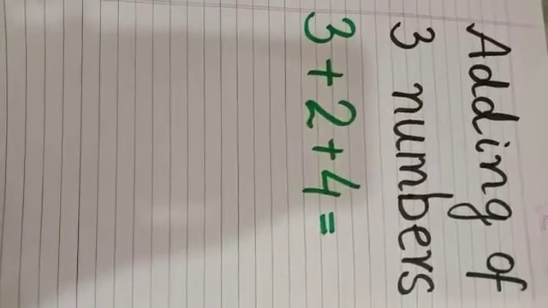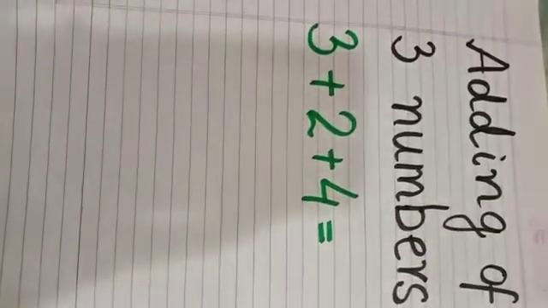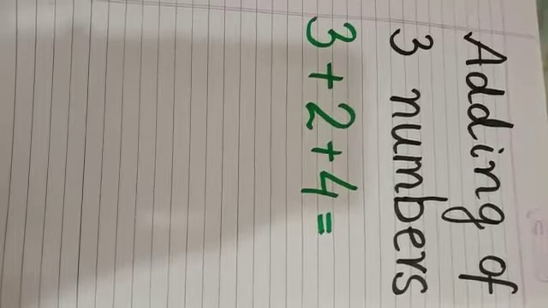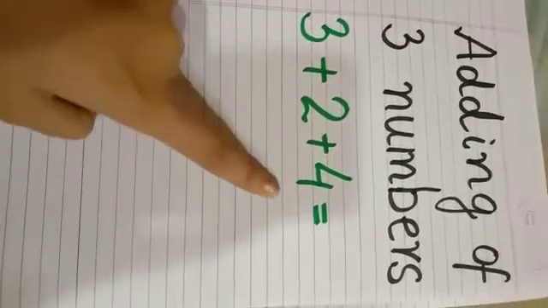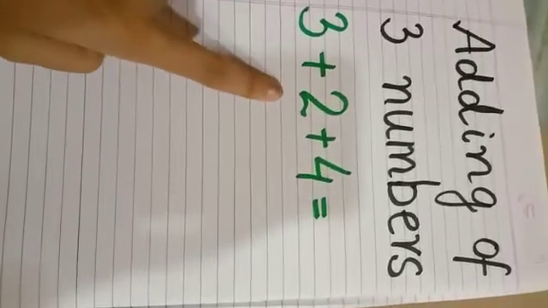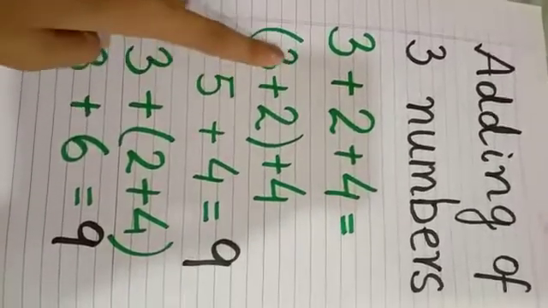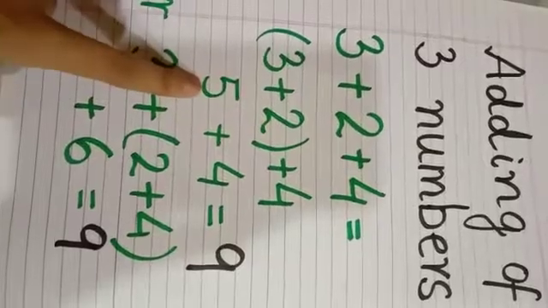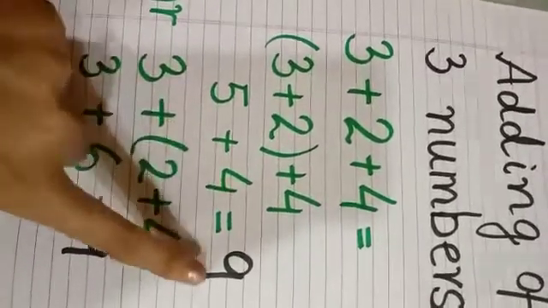Now we will see the process of adding three numbers. Suppose we have to add 3, 2 and 4. While doing this addition, we can either add 3 and 2 together, then add the total to 4. Or we can add 4 and 2 together and then add the total to 3. If we add 3 and 2 together, it makes 5. And when we add 5 to 4, it makes 9.